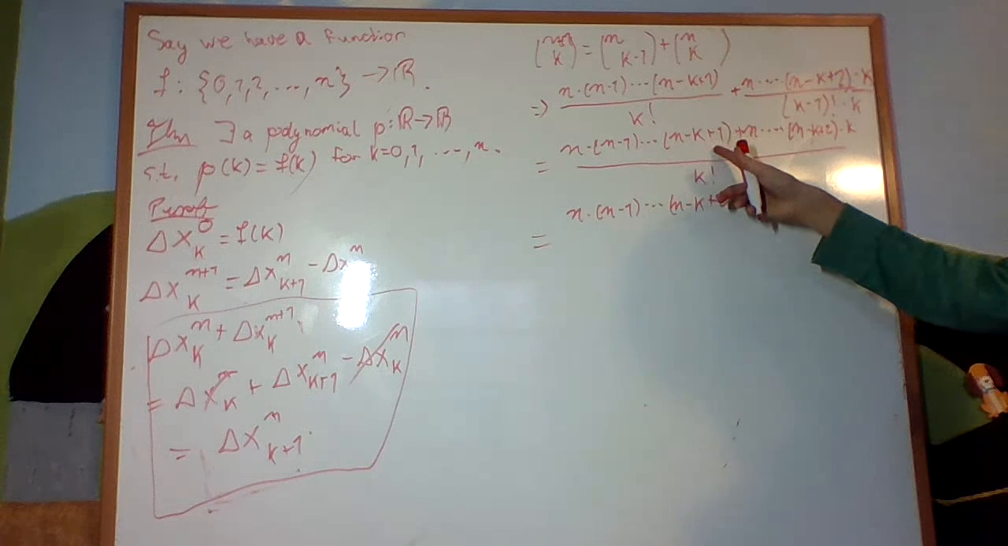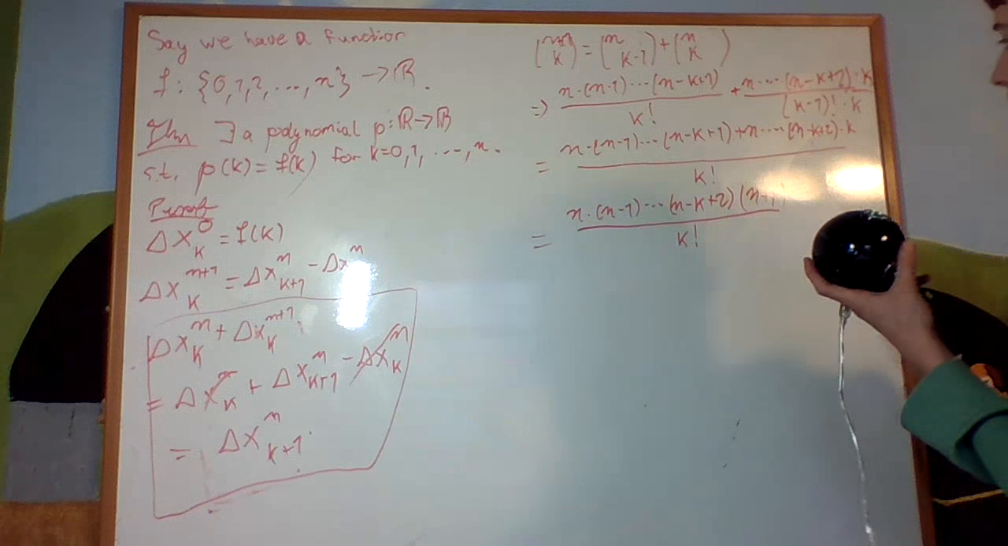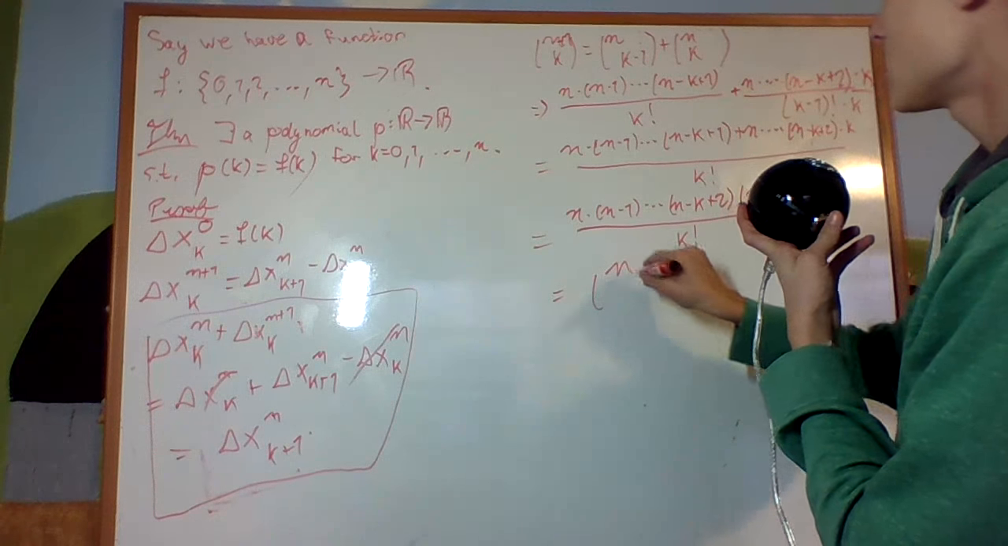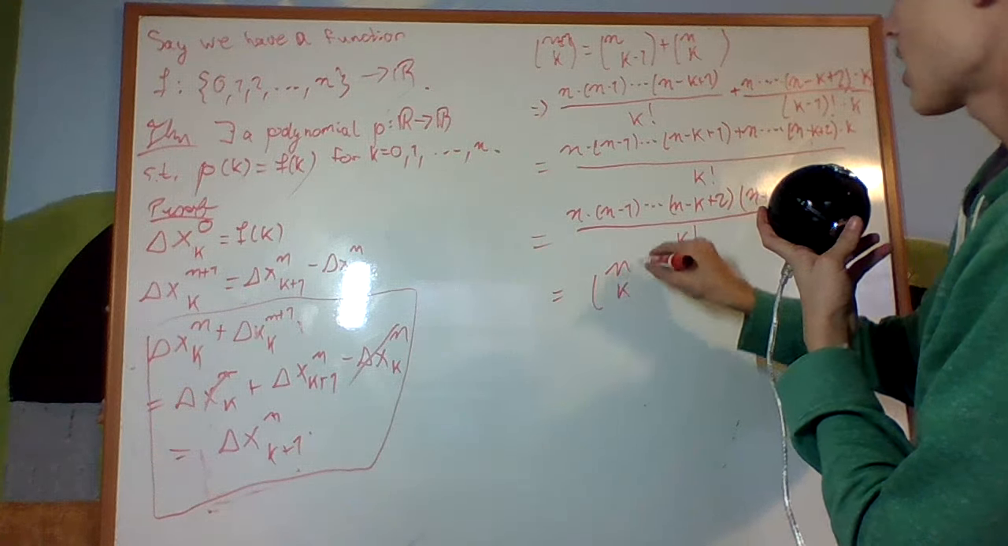Then all of that over k factorial. And as you can see, this is just n choose k, n plus 1 choose k. Okay, these are two very important facts for proving this. And from there, it'll be kind of simple, actually.